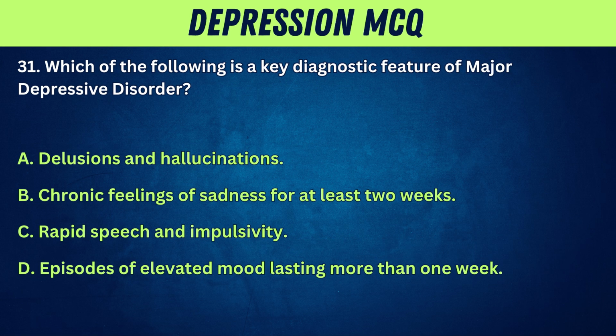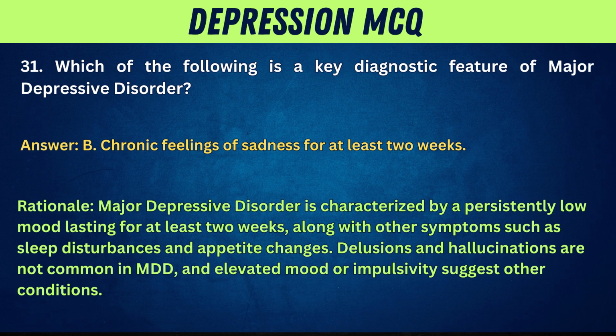31. Which of the following is a key diagnostic feature of major depressive disorder? A. Delusions and hallucinations. B. Chronic feelings of sadness for at least 2 weeks. C. Rapid speech and impulsivity. D. Episodes of elevated mood lasting more than 1 week. Answer: B. Chronic feelings of sadness for at least 2 weeks.